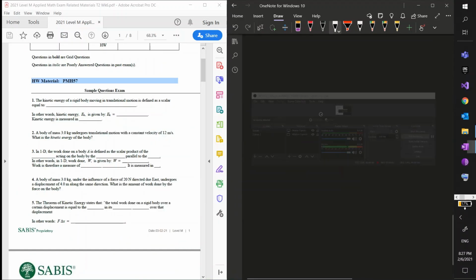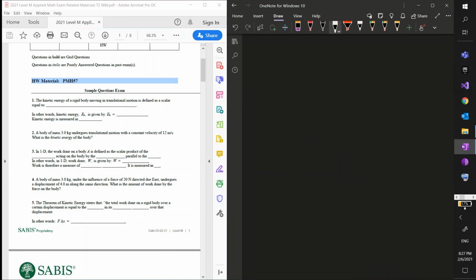So question 4, a body of mass 3 is under the influence of a 20 Newton force to the east. It undergoes a displacement of 4. What is the work done? Previous question, we saw that work is equal to force cosine theta multiplied by displacement, or in other words, F d cosine theta. Now, in the question, they say that they're going in the same direction, so the angle between them is 0.